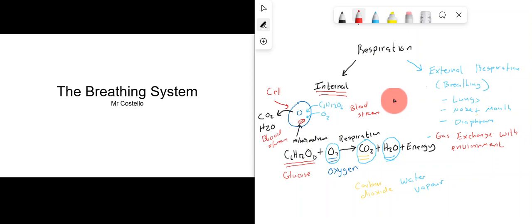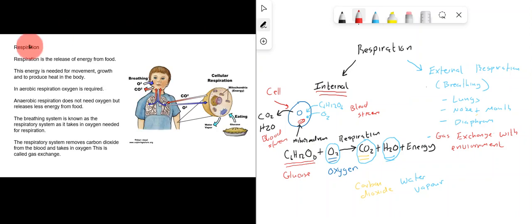So that's just a very high level overview of what we're going to look at in this lesson. So respiration is the release of energy from food. We take in glucose and we take out energy from the glucose. This energy is needed for movement, growth, and to produce heat in the body.